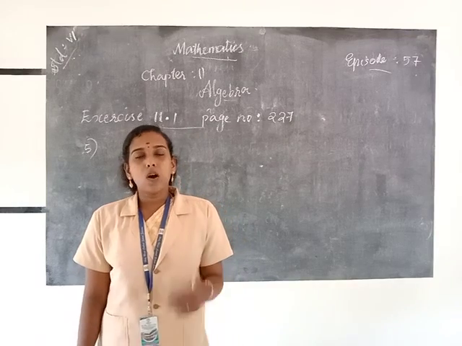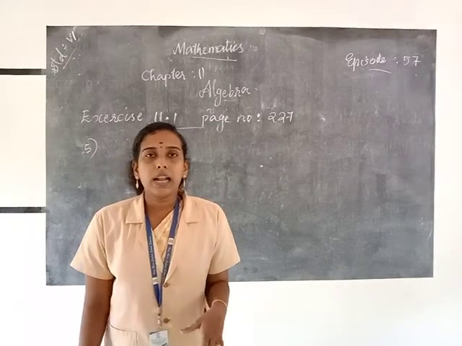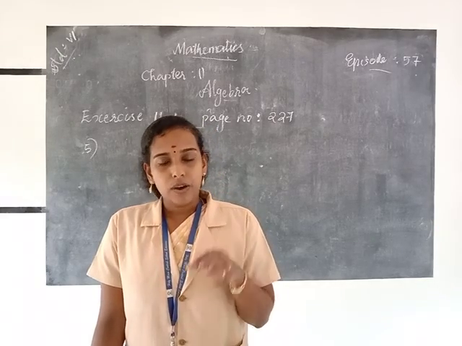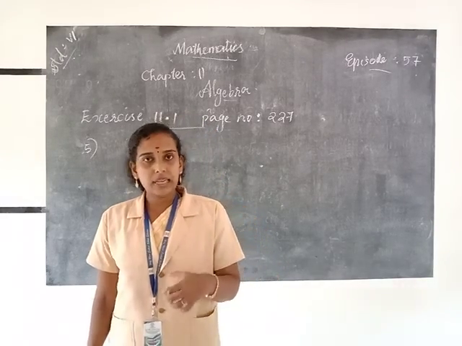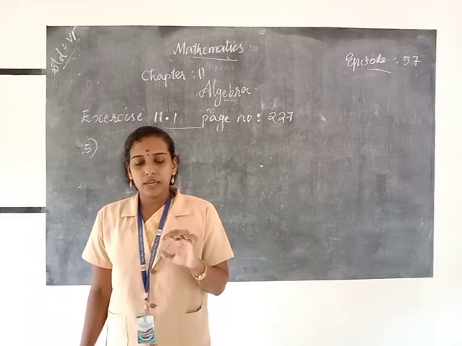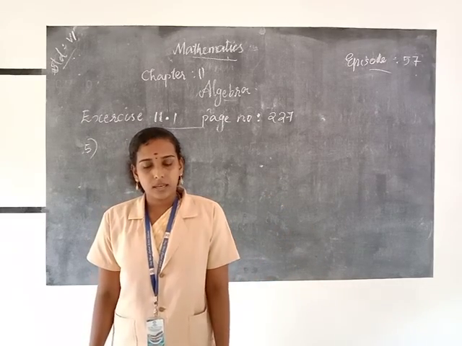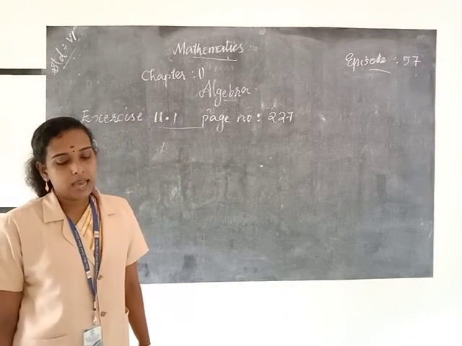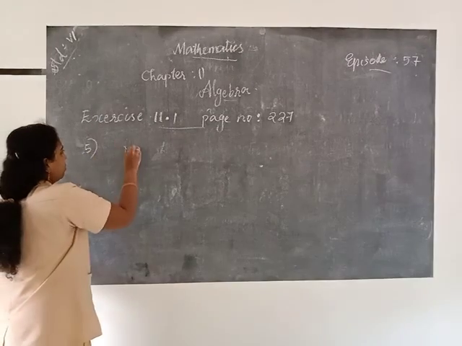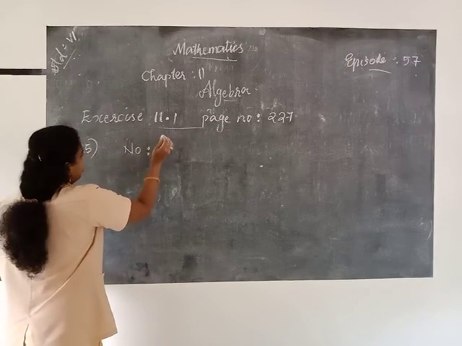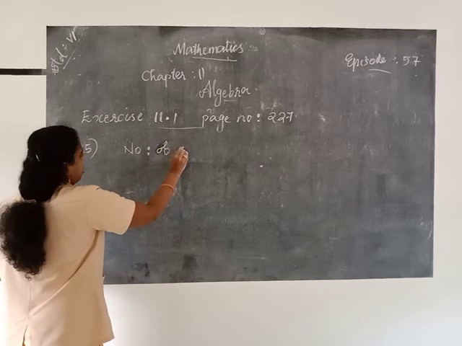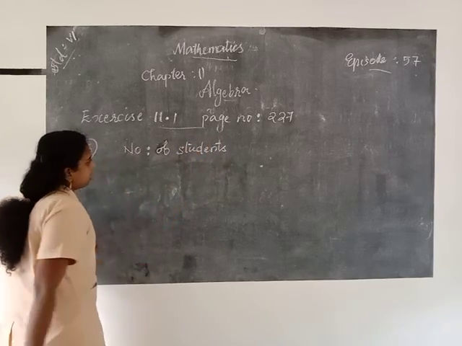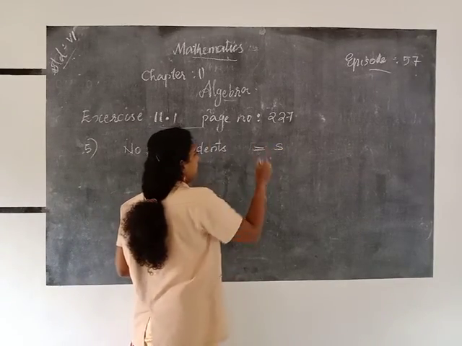So we want to find the total number of pencils. To find the total number of pencils, we want to find the product of number of pencils given to each student into total number of students in that class. Okay. So here let S be the number of students. So the number of students is equal to S.